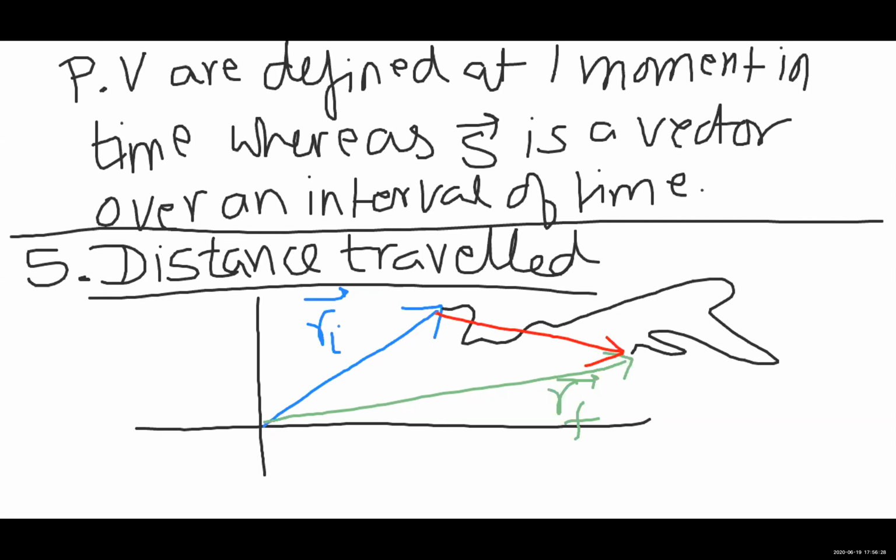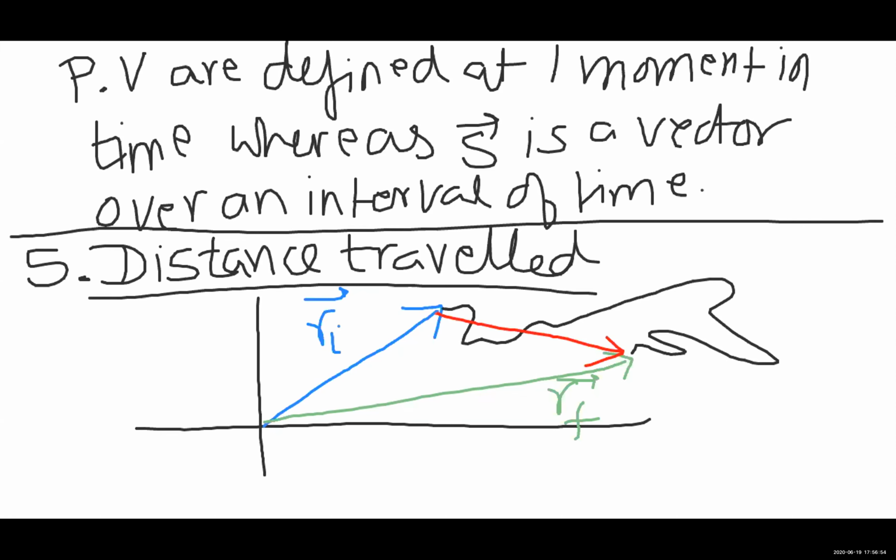But distance is somewhere in between. So it does not tell you as little information as initial and final point. It does not tell you each and everything about the motion, right? It tells you something more than initial and final points and something less than a detailed description, right?